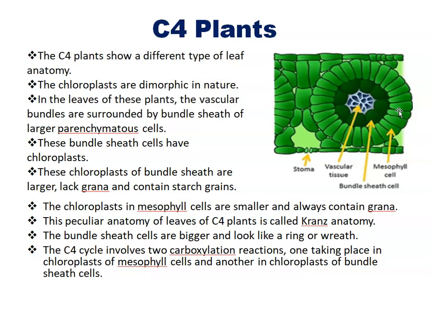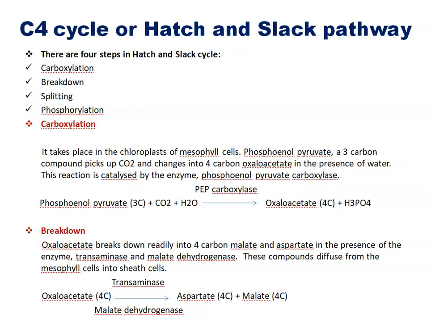The C4 cycle involves two carboxylation reactions, one taking place in the chloroplast of mesophyll cells and the other in the chloroplast of bundle sheath cells. So the C4 cycle has 4 steps: carboxylation, breakdown, splitting, and phosphorylation. First, carboxylation. Carboxylation means a chemical reaction in which a carboxylic acid is formed by treating a substrate with carbon dioxide. In simple words, addition of carbon dioxide.